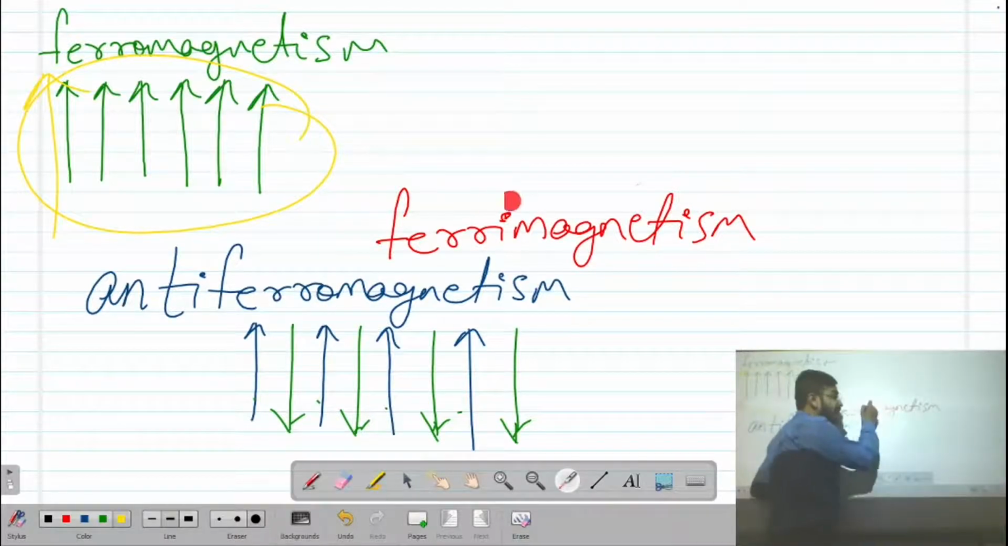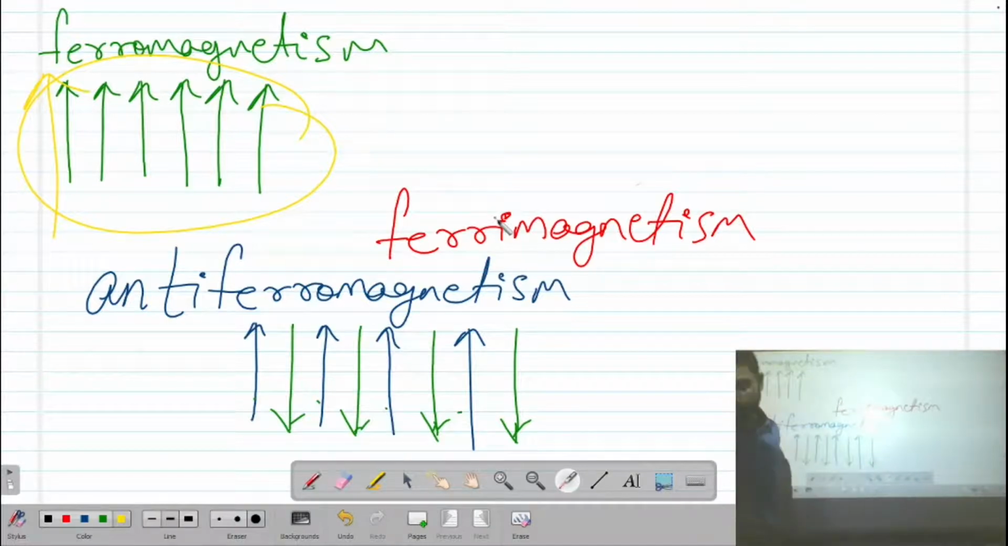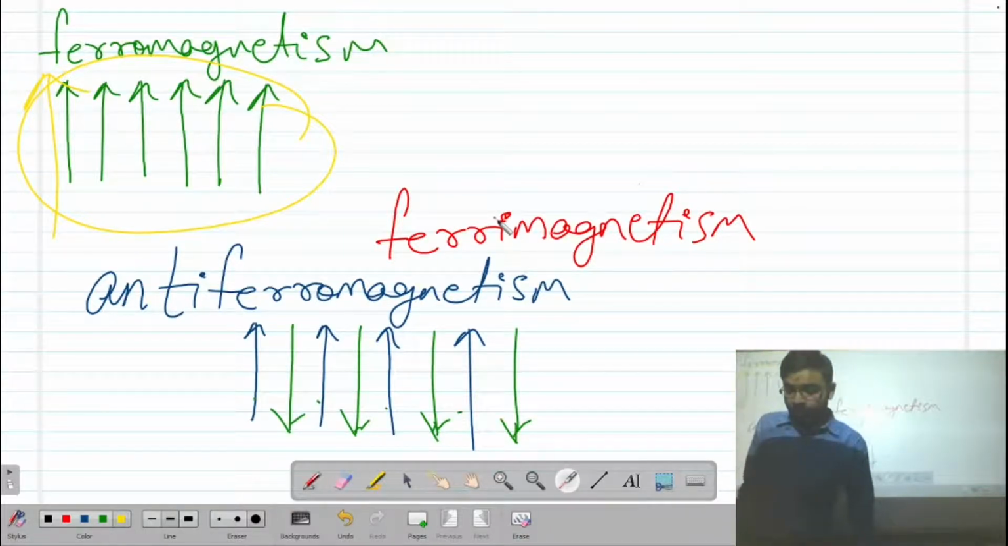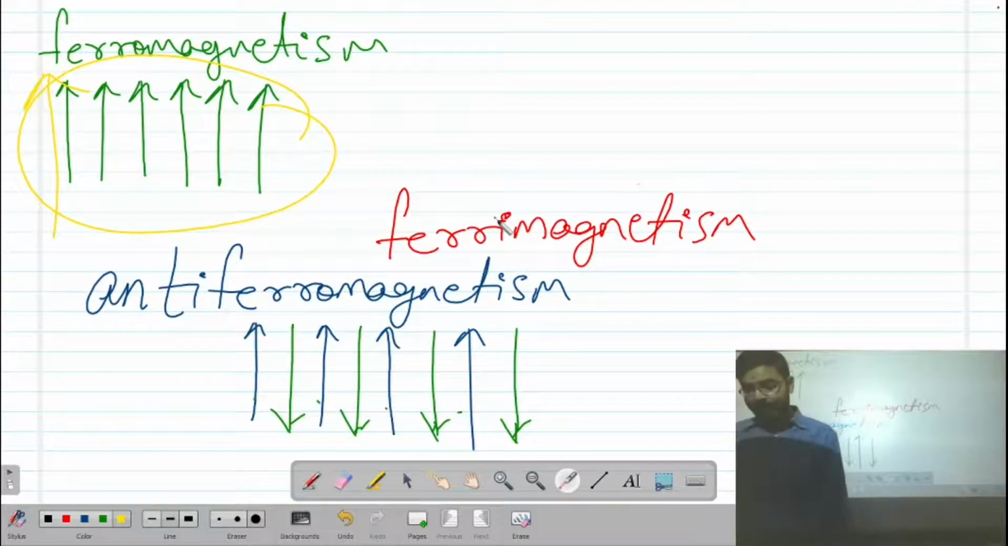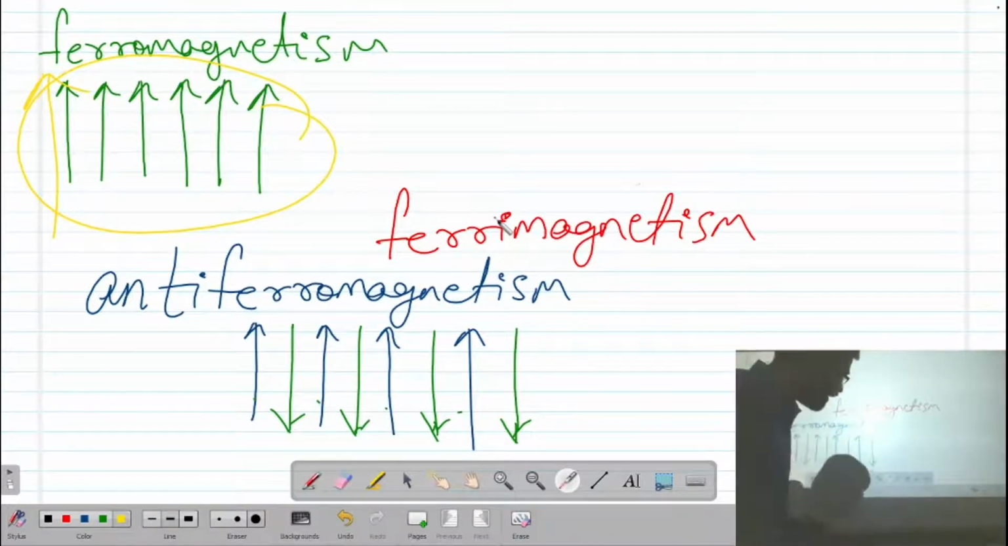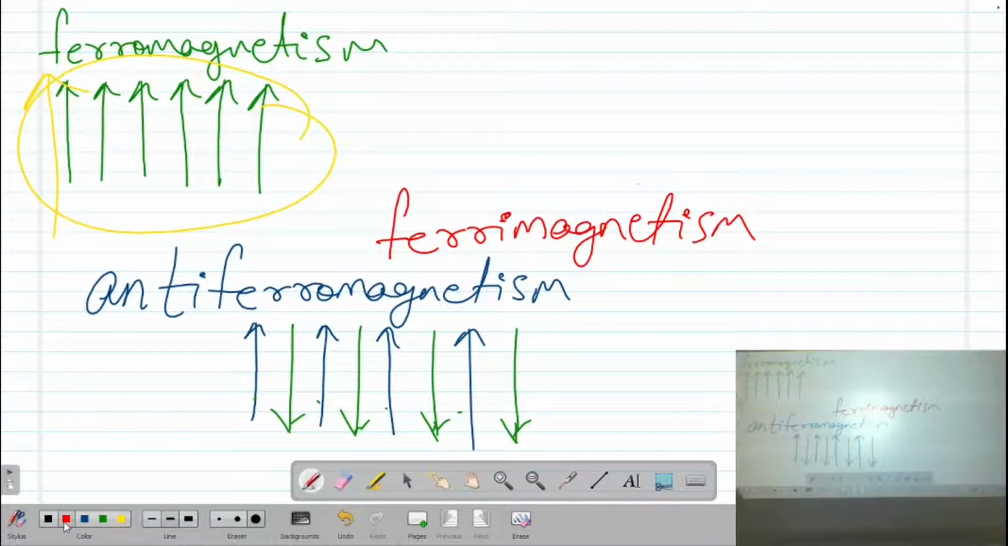Ferri, F-E-R-R-I, ferrimagnetism. In ferrimagnetism, the exchange interaction in the solid is such that the spins of two neighboring atoms are antiparallel, but they are unequal in magnitude. Meaning, what does it want to say?